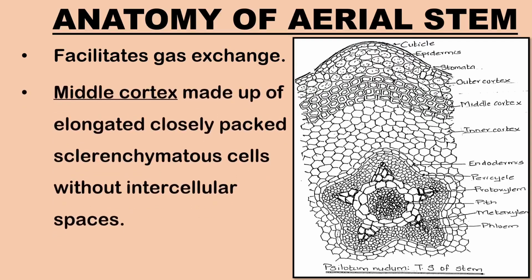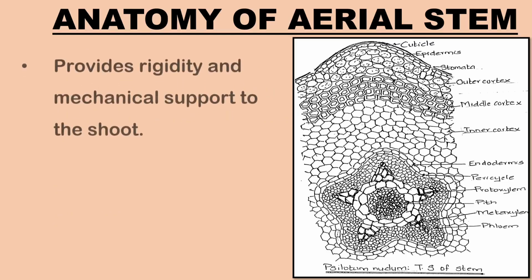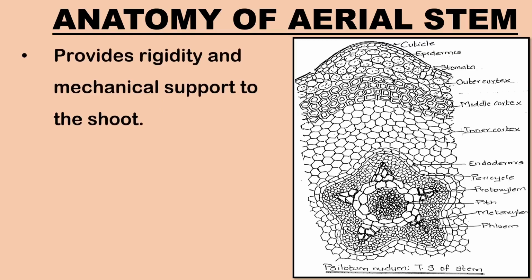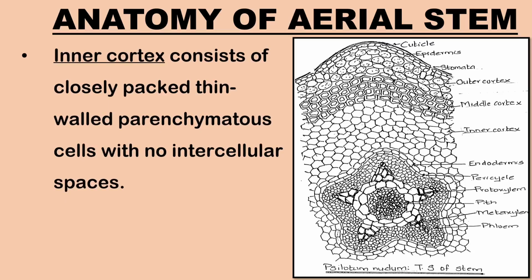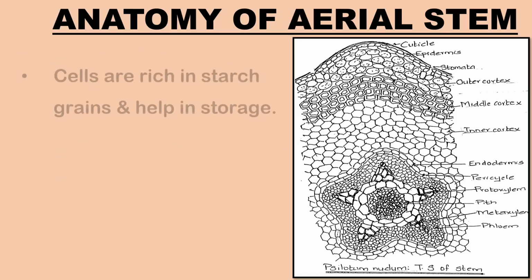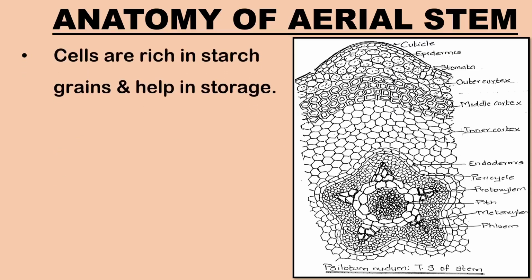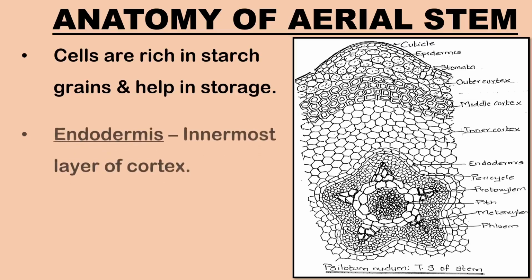Middle cortex is made up of 4 to 5 layers of vertically elongated, closely packed sclerenchymatous cells without any intercellular spaces. It provides rigidity and mechanical support to the shoot. Inner cortex consists of closely packed, thin-walled, parenchymatous cells with no intercellular spaces. The cells of this region are rich in starch grains and primarily help in storage.